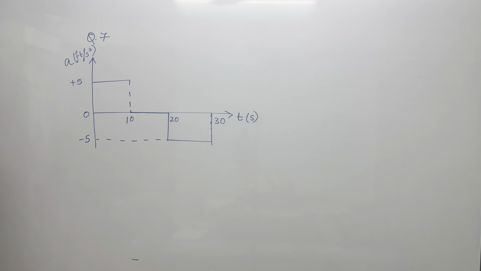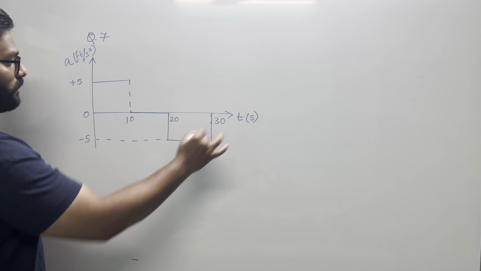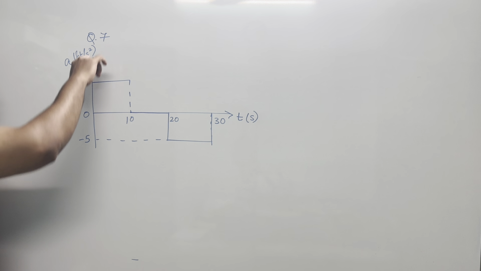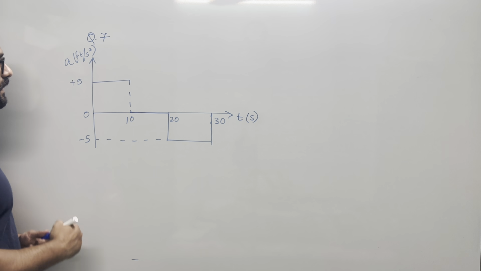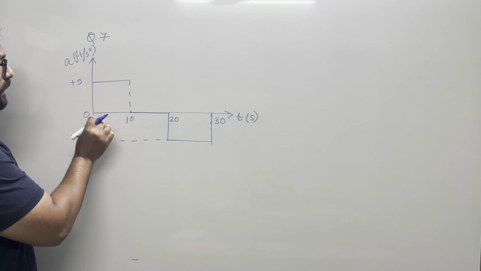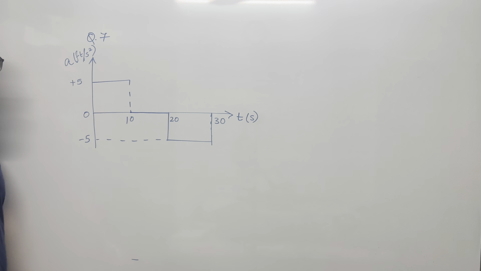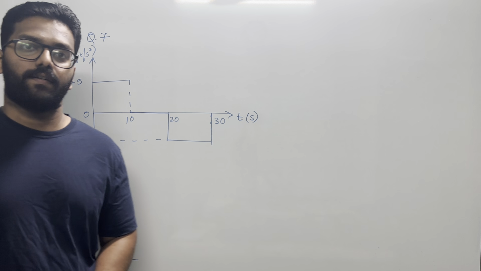In this question, we have been given an acceleration versus time graph. Acceleration is in feet per second square, time is in seconds. We have to find out the distance covered by the object in these 30 seconds, and we also have to find out the position time graph.